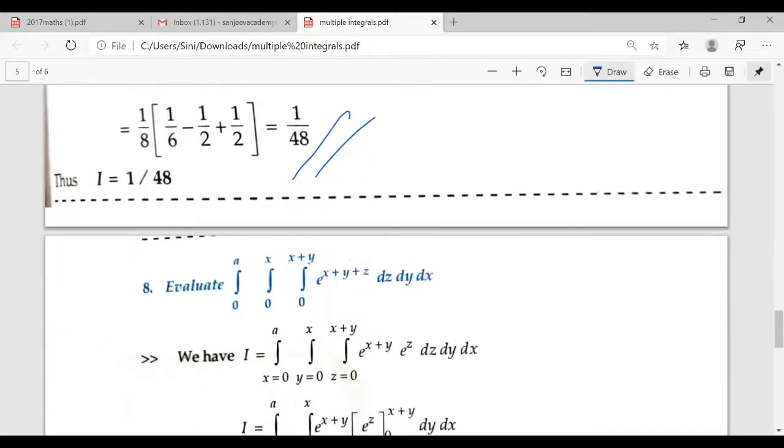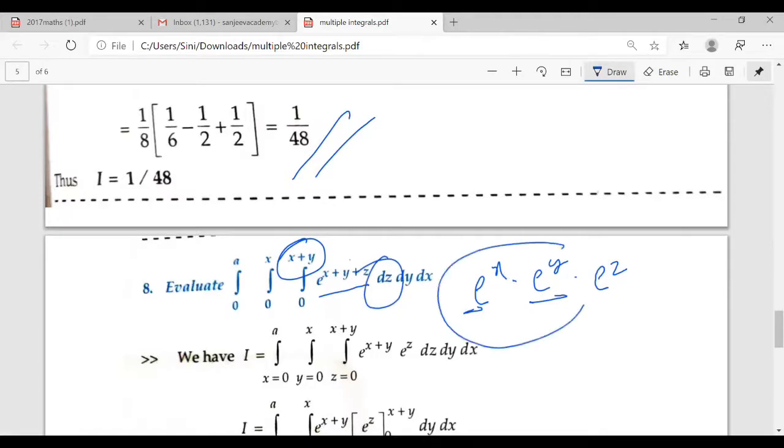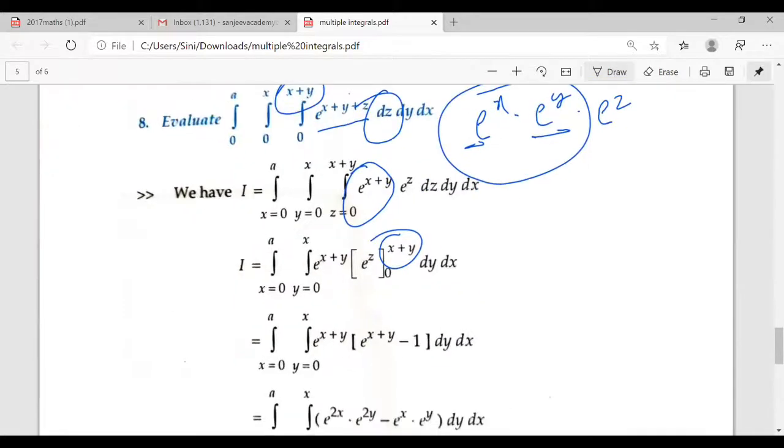Let us take this problem, e power x plus y plus z. Here we can split these things, e power x into e power y into e power z. Okay, then only we can take constants. This is x plus y, so we integrate with respect to what? Z, dz. So we can treat this as a constant. And integral of e power x is what? E power x. So integral of e power z is what? E power z. Then in place of z, what I'll put? X plus y respectively.